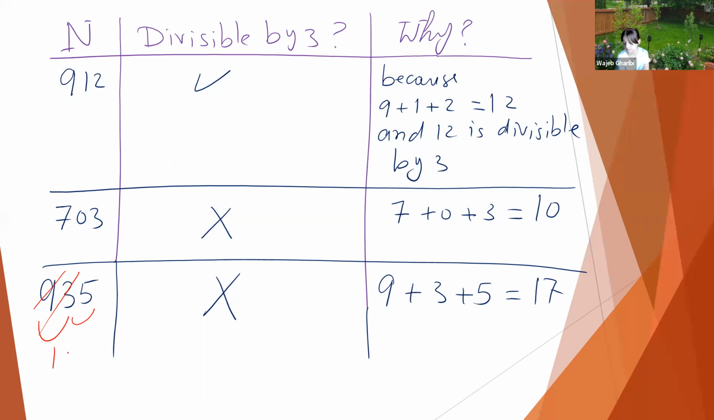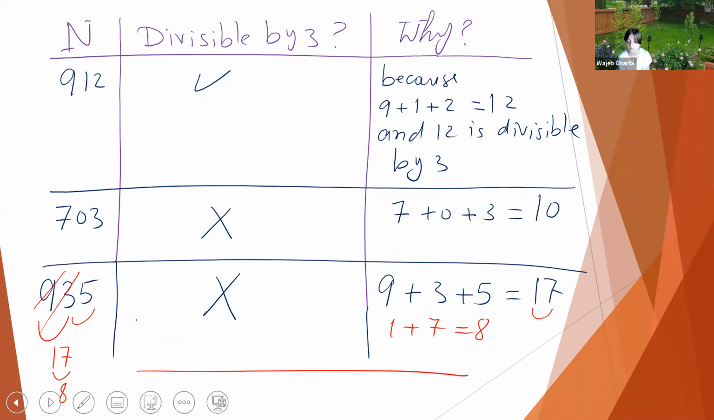For 17, again we can apply the same rule: 1 plus 7 equals 8, and 8 is not divisible by 3. If we don't know whether a number like 17 is divisible by 3, we apply the rule again. Good job.